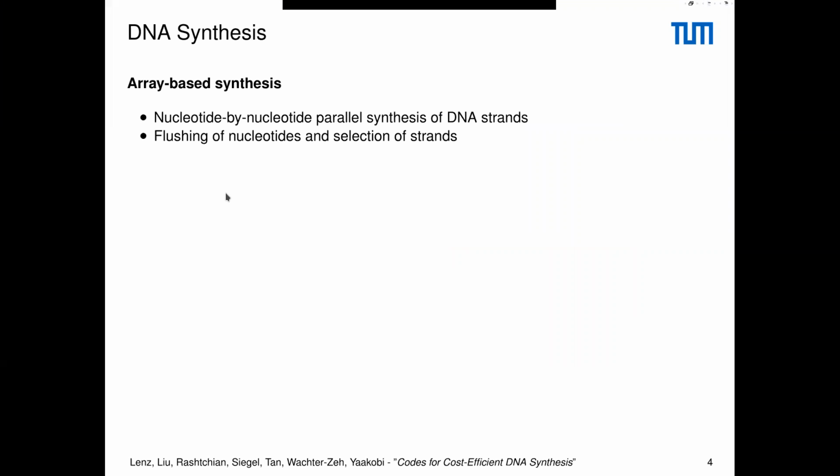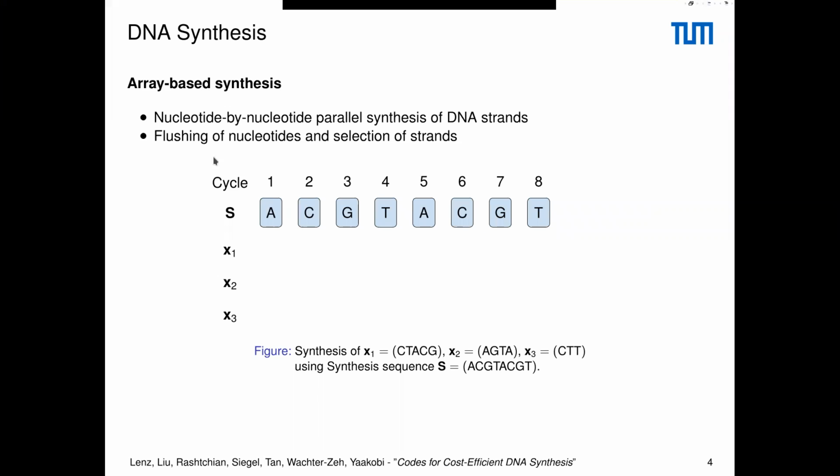Now, how does this synthesis process look like, which is going to be the focus of this talk? What we're going to focus on is array-based synthesis, where the synthesis is performed by a nucleotide by nucleotide parallel synthesis of DNA strands. How it works is that you select a synthesis strand, and then you flush nucleotides over an array, and then you select certain points where you want to attach this certain nucleotide that you just flushed, or just leave it away. Let's go over a short example.